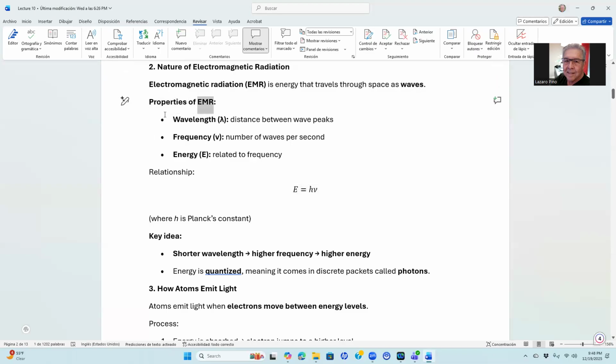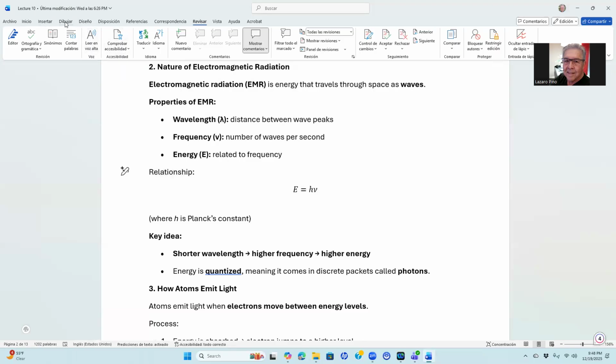Properties of EMR. Wavelength, lambda, the distance between wave peaks. Frequency, nu, the number of waves per second. Energy, E, related to frequency. Relationship. Let me stop here.